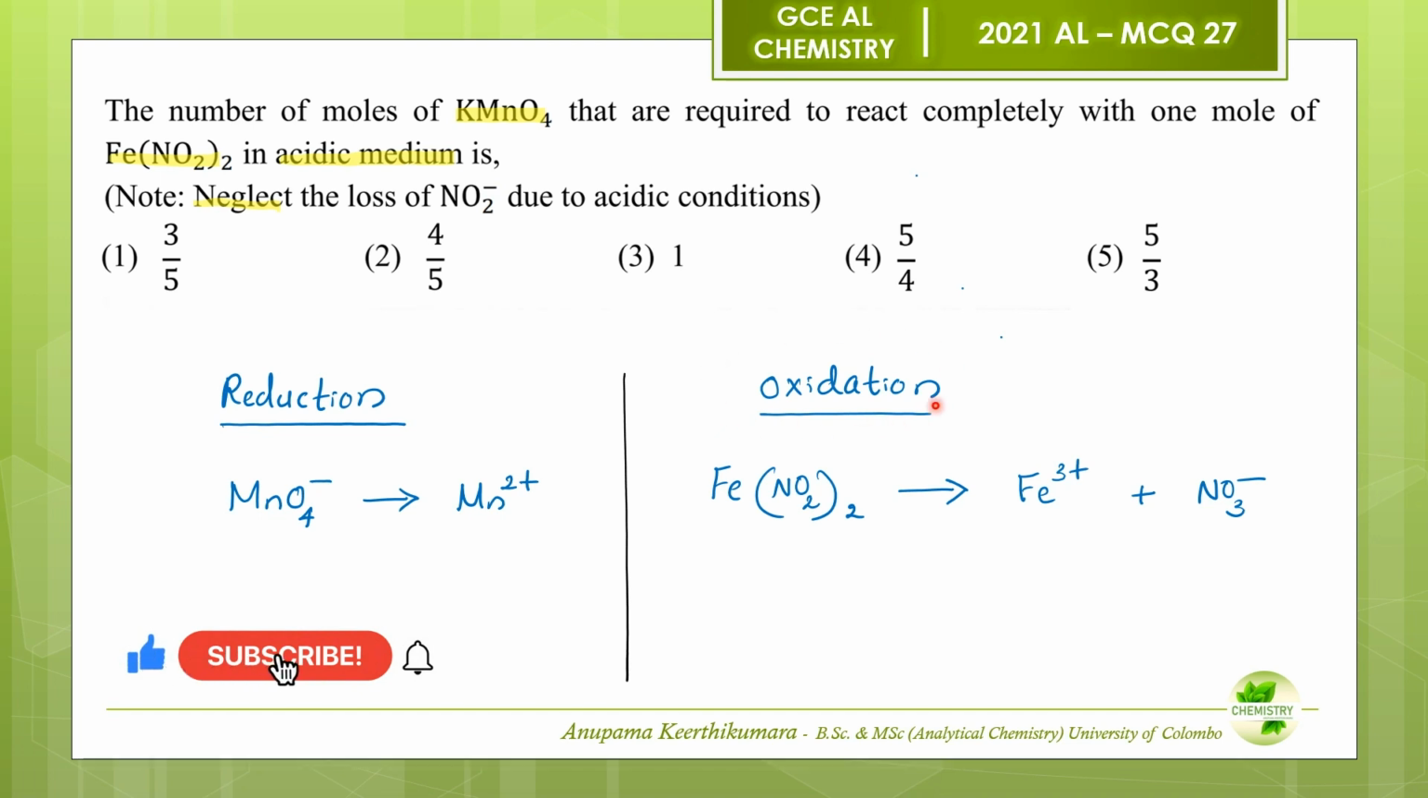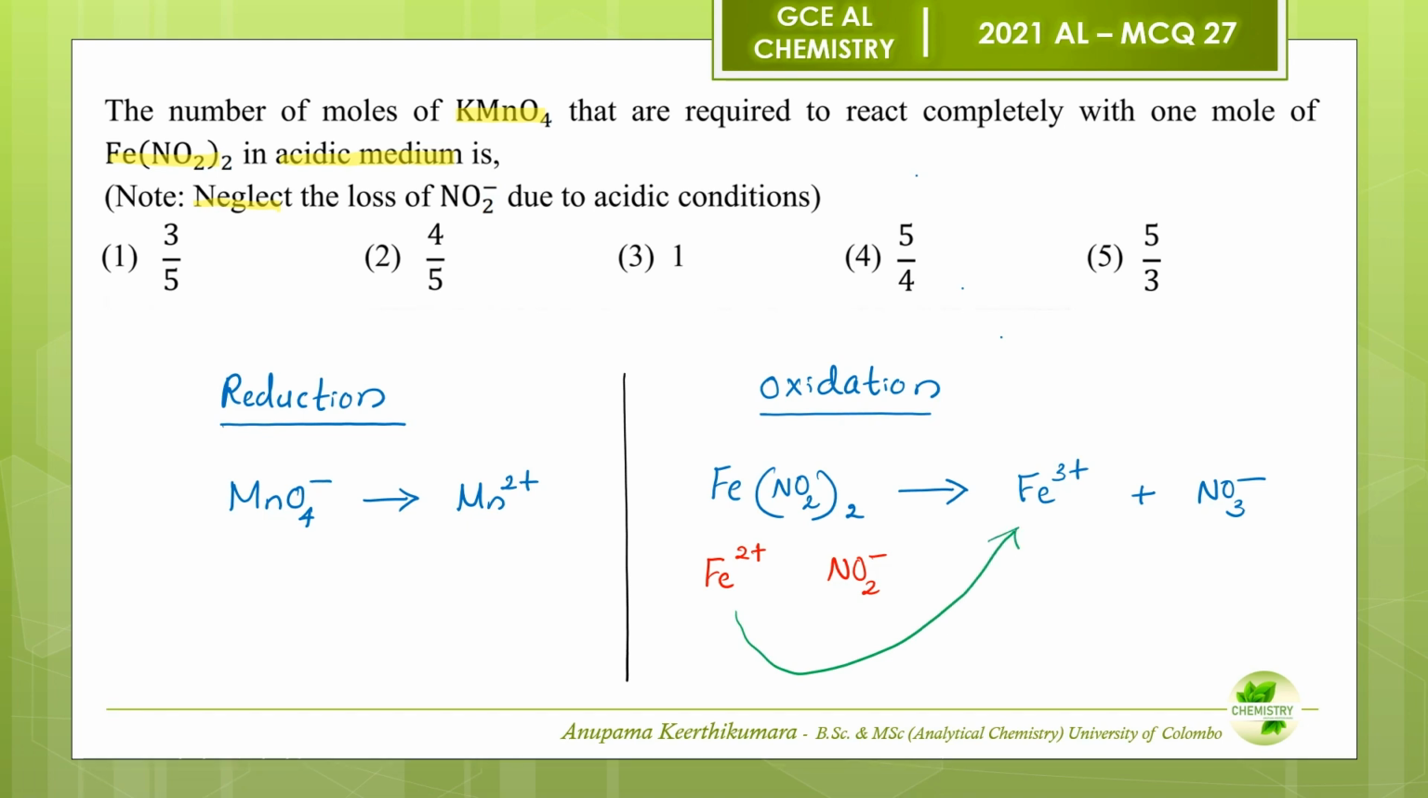Now we will move to the oxidation. Ferrous nitrite contains Fe2 plus ions and nitrite ions. During this redox reaction, Fe2 plus ions oxidize to Fe3 plus ions, while nitrite ions also oxidize to nitrate ions. Therefore, both Fe2 plus ions and nitrite ions undergo oxidation during this redox reaction.